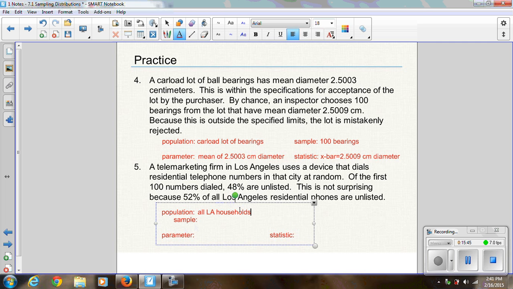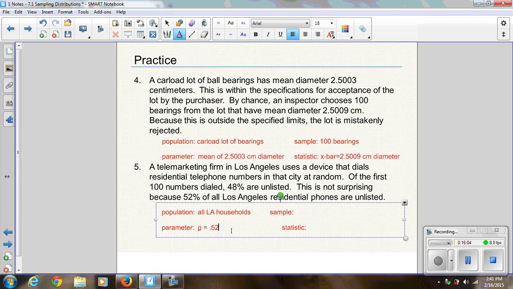Wish I could type a little better. And the parameter of interest would be, and we actually know this, and this again is going to be a proportion. Notice that it's given to you as a percent. So I'm actually going to call that P is equal to 0.52. We actually know the true percentage of phones that are unlisted. The sample is going to be the 100 numbers that are actually dialed. And in this case, we're actually talking about the households.